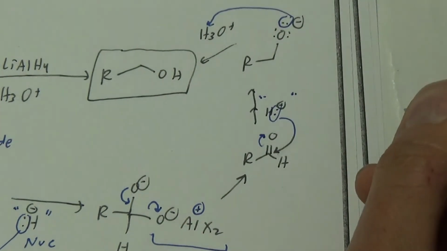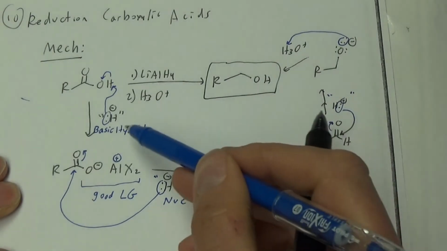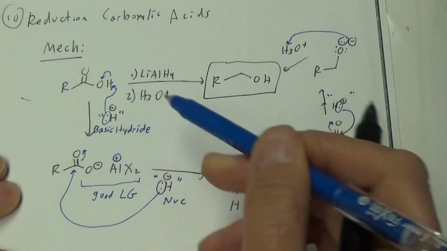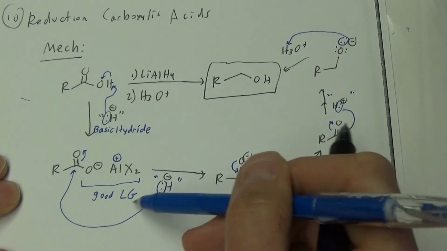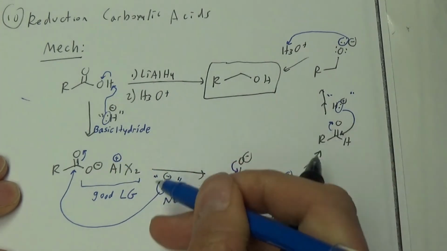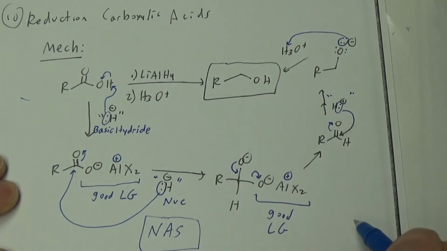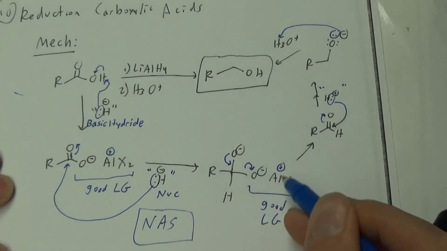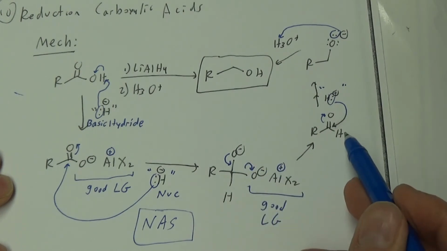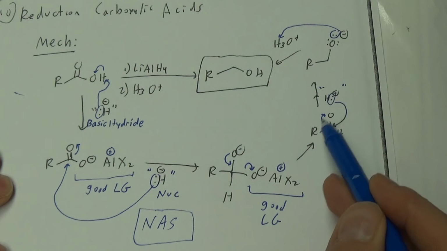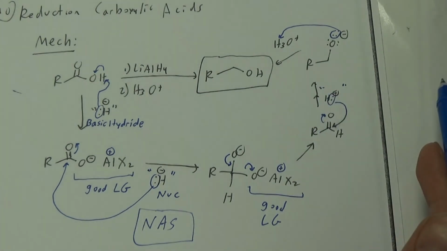So mechanistically it's not that bad. It's a sequence of basic hydride taking a proton, making a good leaving group. Nucleophilic hydride attacks in a kind of NAS reaction. This is NAS, nucleophilic acyl substitution, going through a tetrahedral intermediate. Oxygen kicks off the good leaving group. Now you've got an aldehyde, and then you just do another nucleophilic hydride attack, and then you're done. That's the reduction of a carboxylic acid.